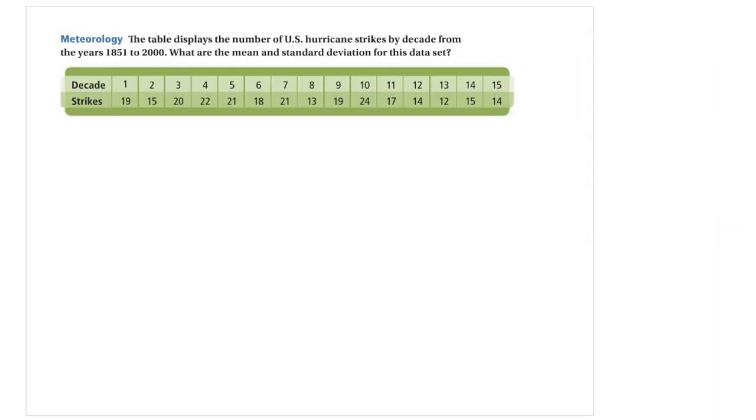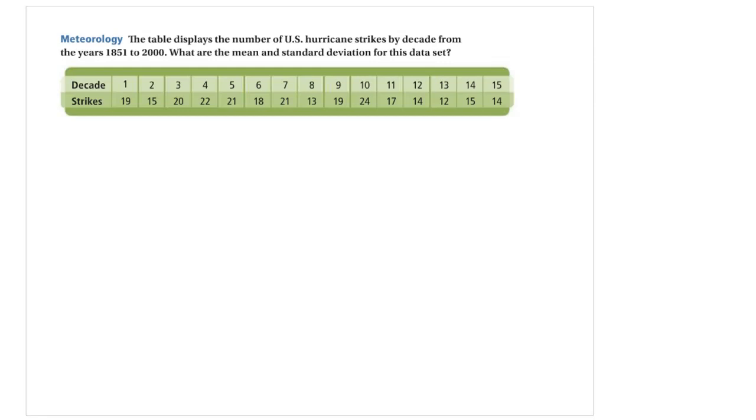So now on this one, the table shows the number of hurricane strikes in the United States by decade from basically when we started to record this kind of data. So from 1851 to 2000. What are the mean and standard deviation for this set? So it's not asking for variance here. That's fine. They just want the mean and standard deviation.